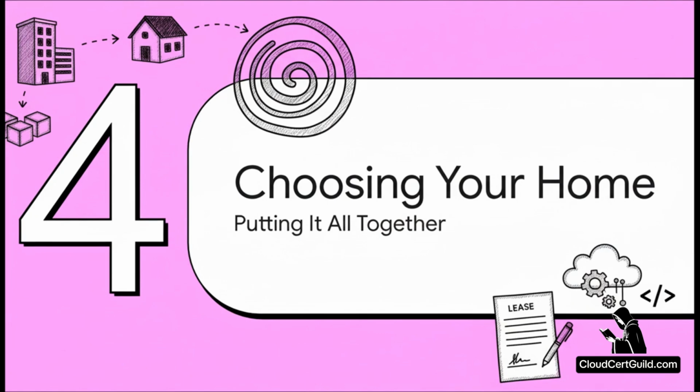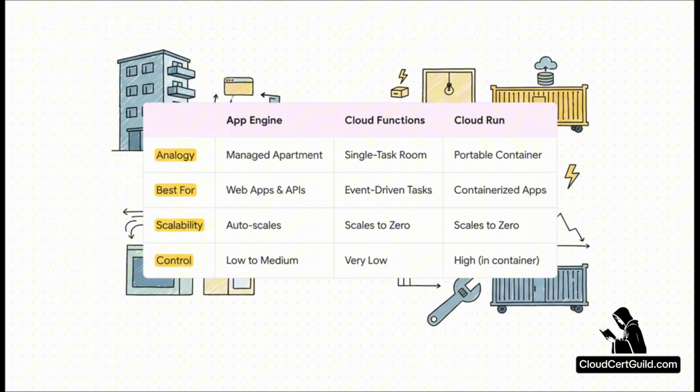Okay, whew, we've toured the apartments, we've peeked into the single rooms, and we've checked out the high-tech portable homes. Now it's time to put it all together and figure out how you sign the lease on the right property for your code. Let's recap with our little housing guide. You've got App Engine, your managed apartment, which is amazing for web apps when you just want to focus on code and not servers. Then you have Cloud Functions, your single task room, perfect for those small event-driven jobs. And finally, Cloud Run, the portable container home, giving you the ultimate flexibility for pretty much any containerized service, while still getting that sweet scale to zero pricing.